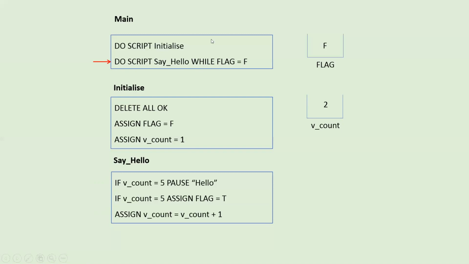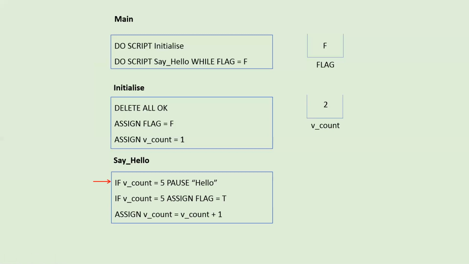If this word while wasn't here, we would basically say, okay, I've done do script initialize, do script say hello, end of the main script, end of everything. This word while says, come back to this particular line. We need to check if flag is still false because we need to keep doing this say hello script while flag equals false. So let me see, is flag equal to false? Yes, it is. I need to go back to say hello. Let me jump to say hello.